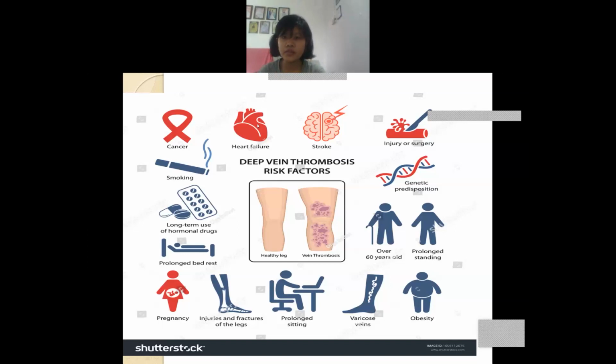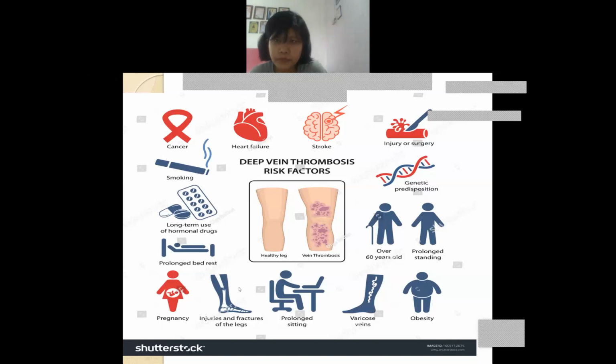Okay, is it clear, everyone, about the risk factors? Who are at the risk of having DVT? Yes or no? Okay.